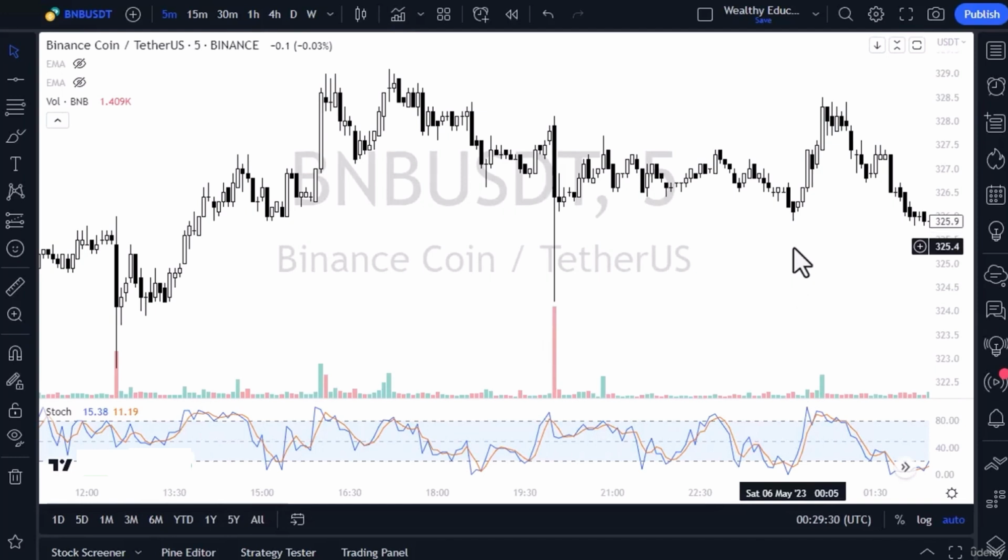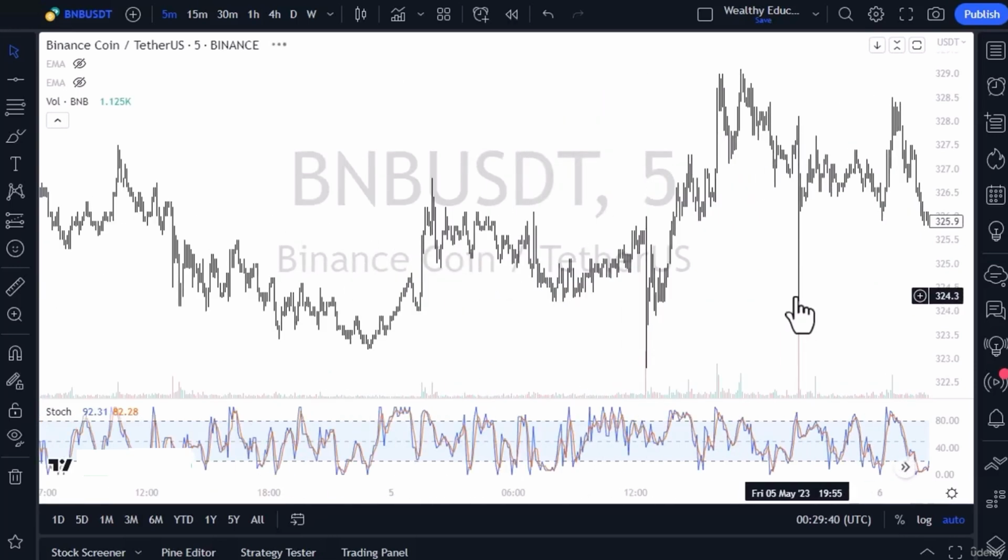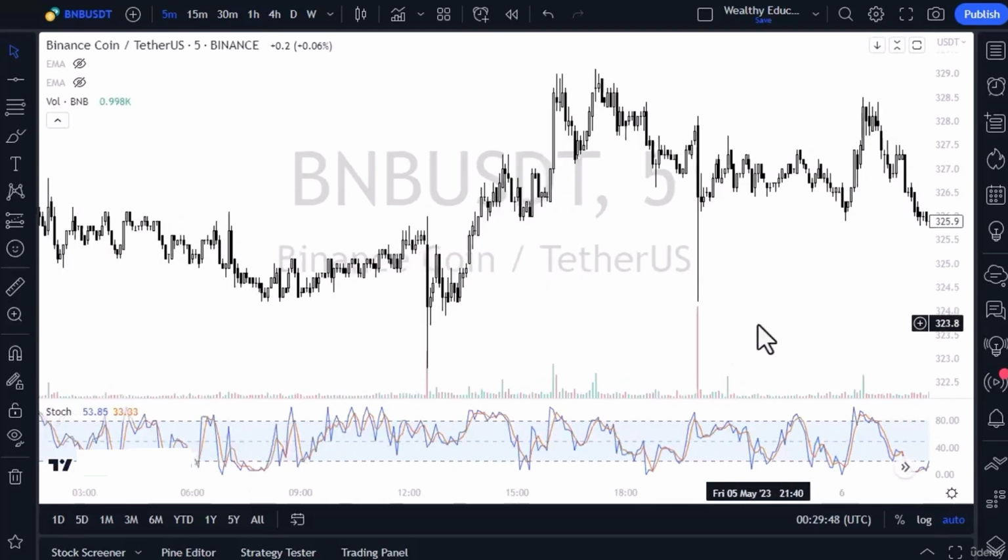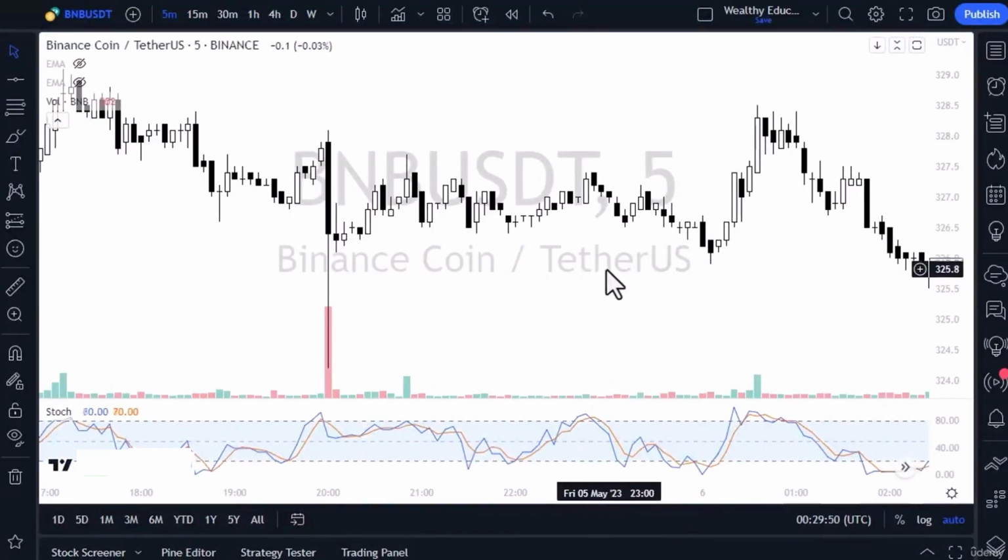Basically, what it does is it measures overbought and oversold conditions. Now, having said that, it is more or less a range-bound indicator. You don't want to mess with it so much in a trend because you can see we have a trend there, and you can see just how all over the place the indicator is.